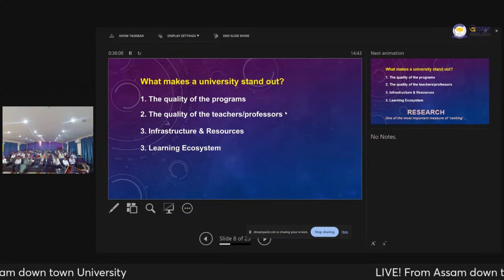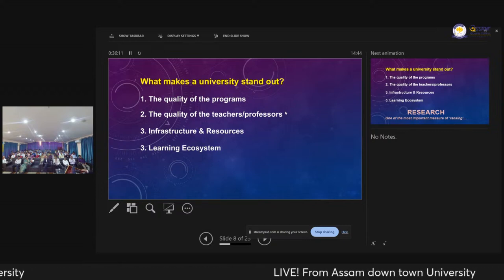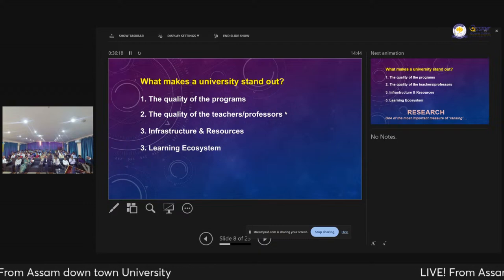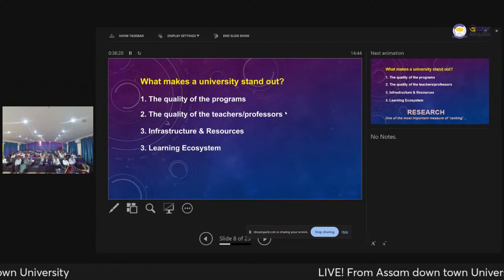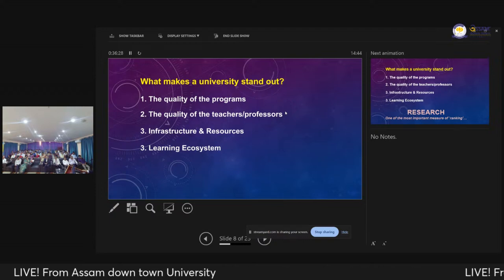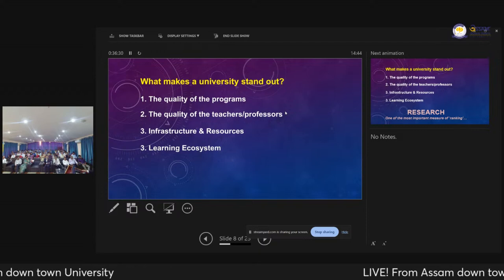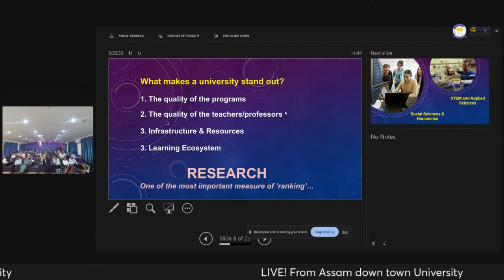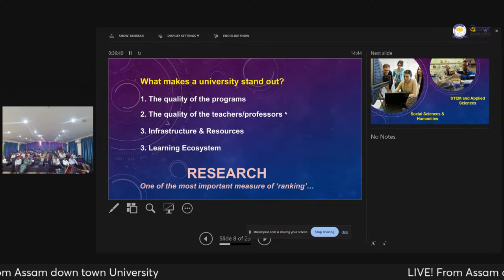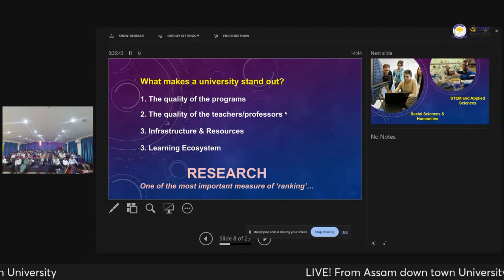Talking about research, of course, I start off with the infrastructure and resources that are necessary for that. They should at least show that the machine is oiled and it's running, that some research is going on, and that makes a big difference. And the overall learning ecosystem makes a big difference. But as I said, while talking about these things, research is the basis, and it is a very important measure.